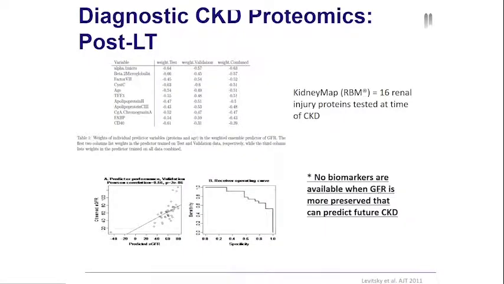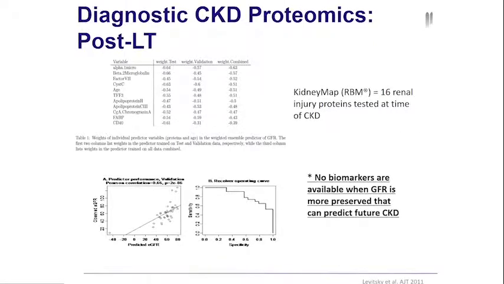So we sought to look at proteins in the blood that could be detected in patients who have chronic kidney disease. And we did this early on, nearly 10 years ago, a kidney multi-analyte profile where we tested 16 renal injury proteins in liver transplant recipients that had chronic kidney disease versus those who did not, just as an initial discovery. And we found a series of proteins here on the upper left, and on the bottom, the prediction and the correlation between GFR at the time of CKD. And these are renal injury proteins.